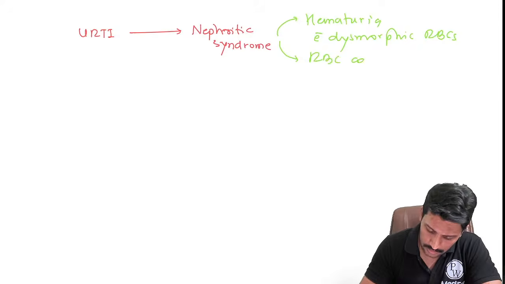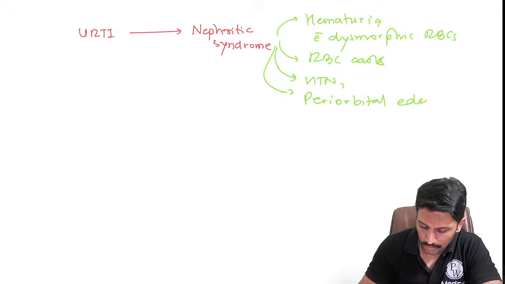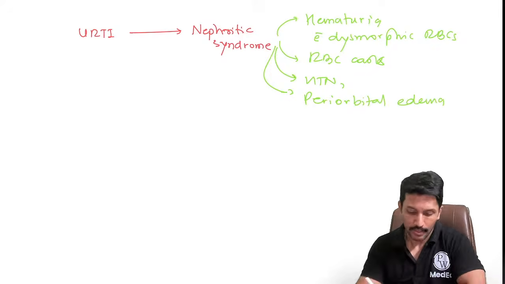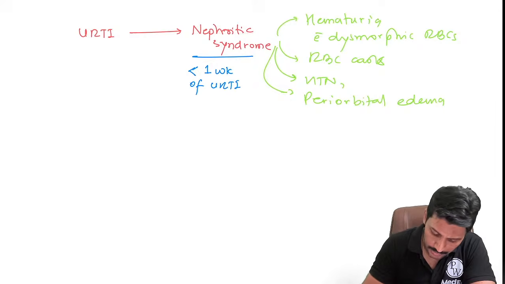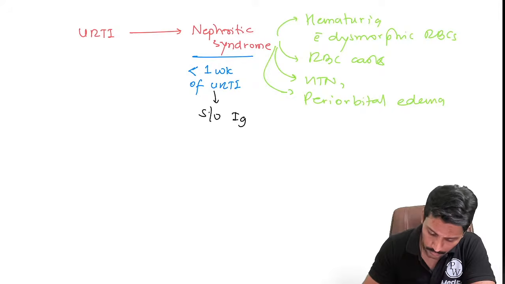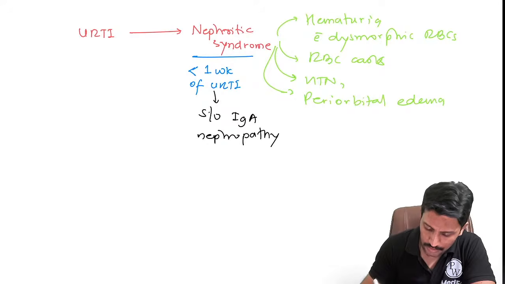RBC casts in the urine, hypertension and periorbital edema. We call this nephritic syndrome, right? If nephritic syndrome occurs within 1 week of the upper respiratory tract infection, then we think that is suggestive of IgA nephropathy. IgA nephropathy is also called synpharyngitic nephritis.